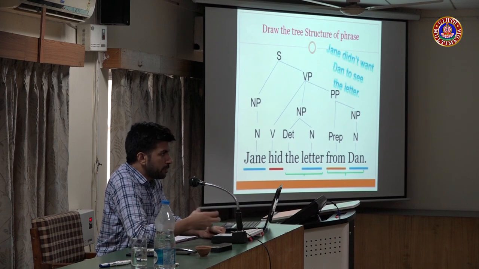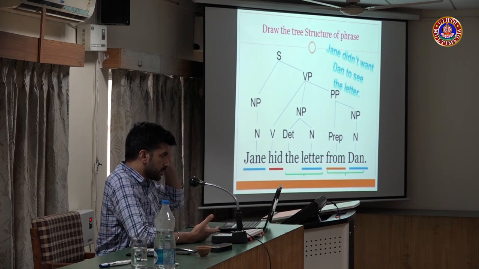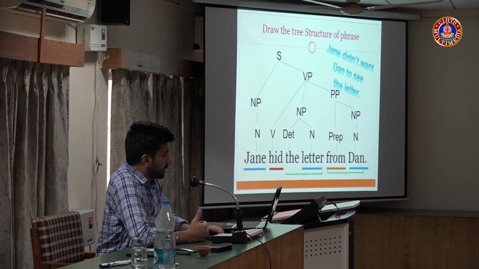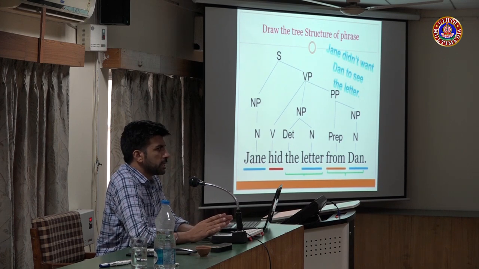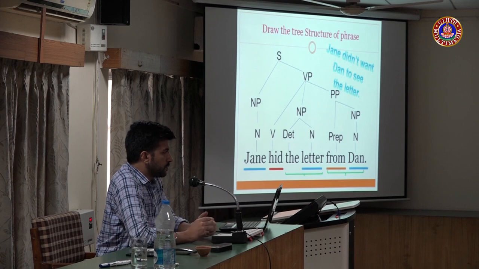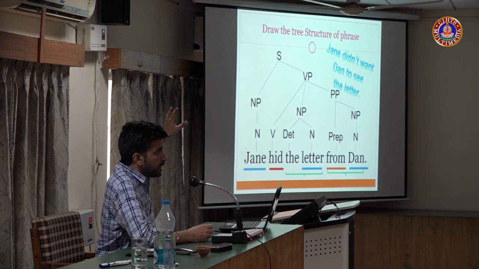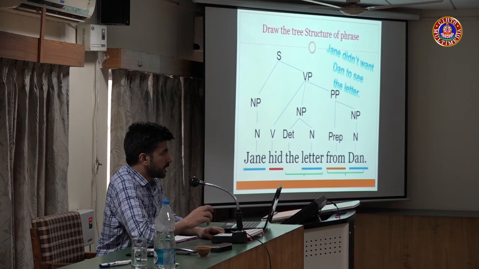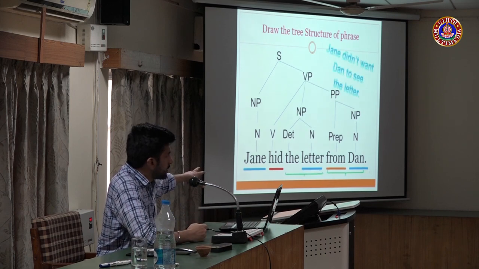So the meaning of the sentence is Jane didn't want Dan to see the letter. Read the sentence again. Jane hid the letter from Dan. I mean, if you think this is the only meaning of the sentence, just wait. Jane didn't want Dan to see the letter. Is wale meaning ka tree diagram ye hoga. The same sentence can have a different meaning. See, isme kya tha? You have the letter as the noun phrase.